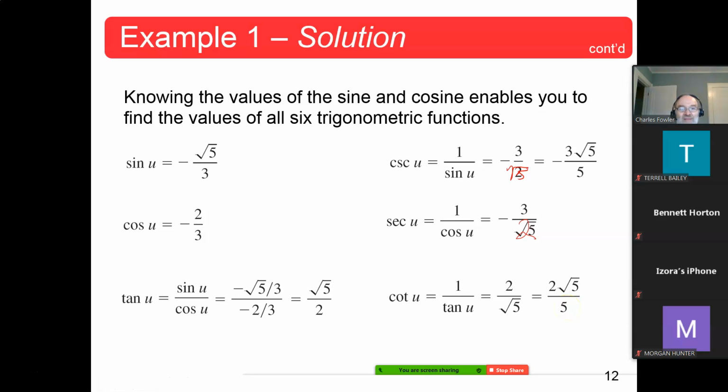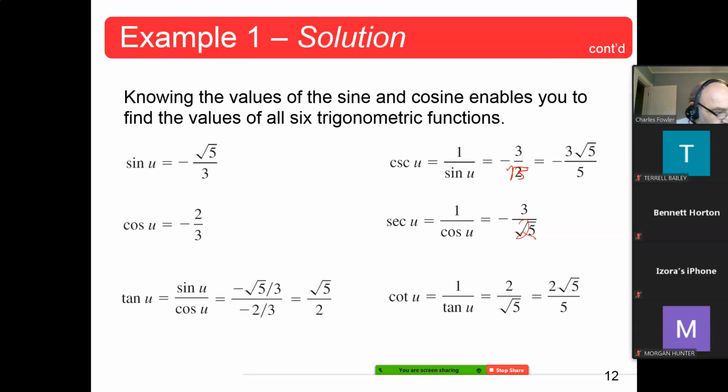All right, any questions? Now, just a couple things to point out. Number 1, if you're in the first quadrant, everything's positive. All 6 trig functions. If you're in any other quadrant, second, third, or fourth, 4 of them are going to be negative, and only 2 of them are going to be positive. But there will always be 2 that are positive. Just a thing to keep in mind. Any questions on example 1?